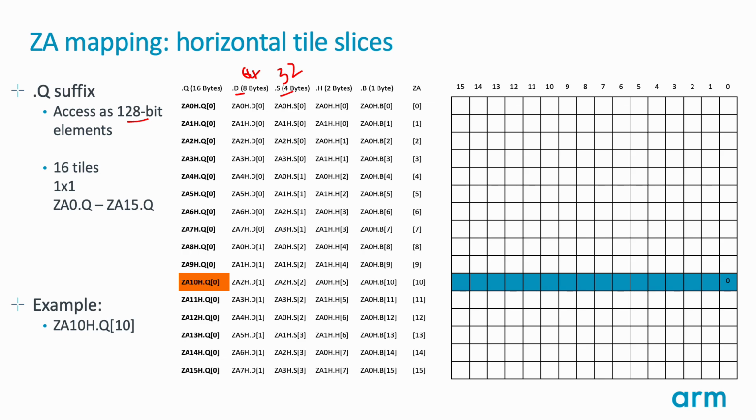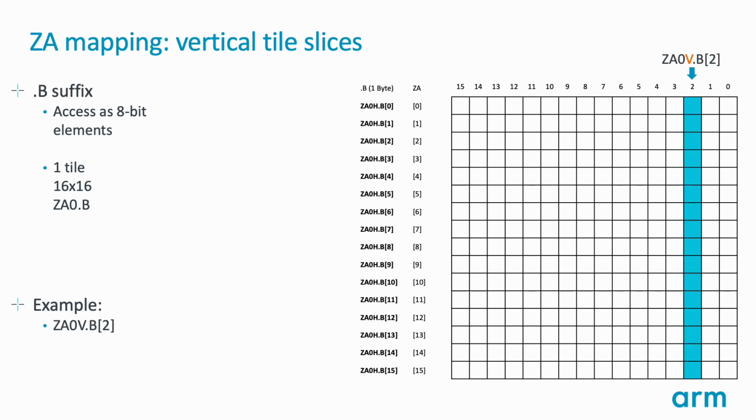Let's have a look at how the vertical slice mapping looks. The ZA0 represents tile 0, and we are accessing the vertical slice. That's what the V represented in orange color indicates, and we are accessing a byte-sized element. .B represents that, and 2 indicates the row which we are accessing. There is an example implementation for 128-bit. We have 16 by 16 rows and columns, and for vertical access, we'll be using ZA0V for the slice. There is only one tile.